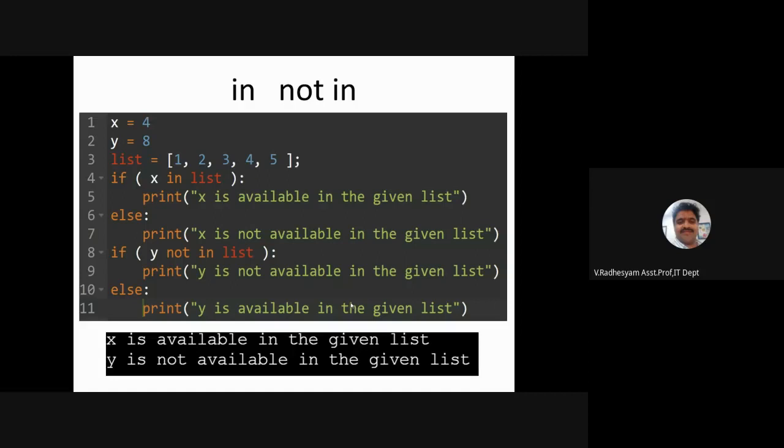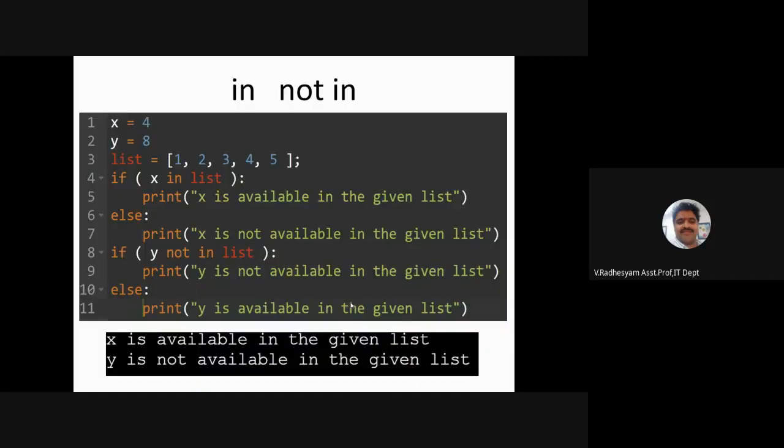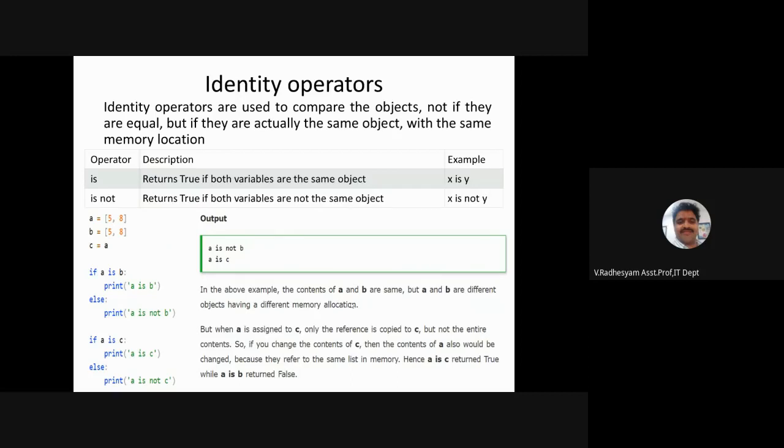So membership operators are used to test if a sequence is present in the object. That means whether a certain X is there in the object or not. That is membership operators.